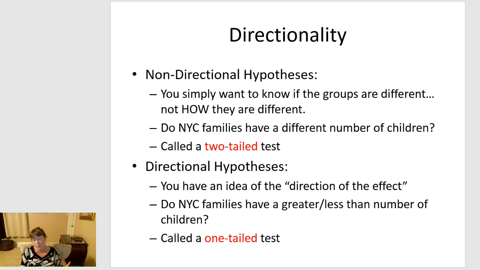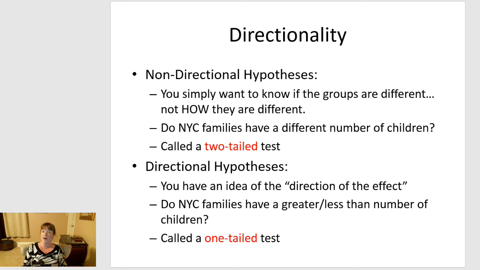Much more often than not, researchers will ask what's called a non-directional set of hypotheses, where you're simply exploring to see if the groups are different, but you're not specifying how they're different, right? This is the kind of example I've been giving you so far, where I say, is the number of kids in New York simply different than the US in general?